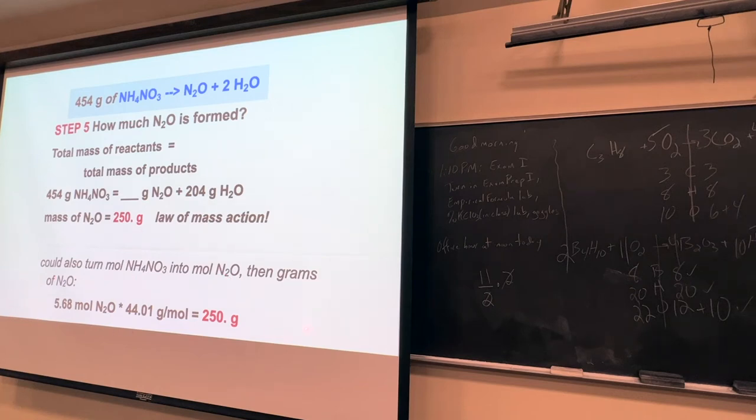This is basically grams, moles, moles, grams for the N2O, all right? And that way works all the time. But if you can use this, of course, it's a little easier. Any questions?